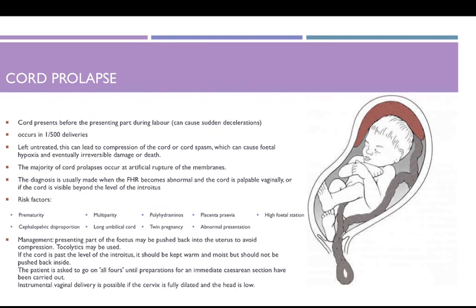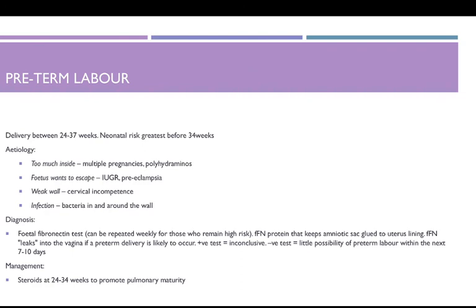At this point, the mother is asked to go onto all fours, and this is done so that you can prepare for an immediate C-section to be carried out. An instrumental vaginal delivery is possible if the cervix is fully dilated and the head is low, but usually it is an immediate C-section.